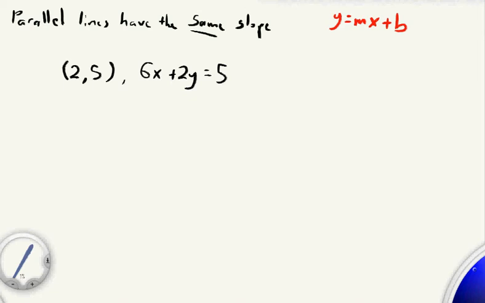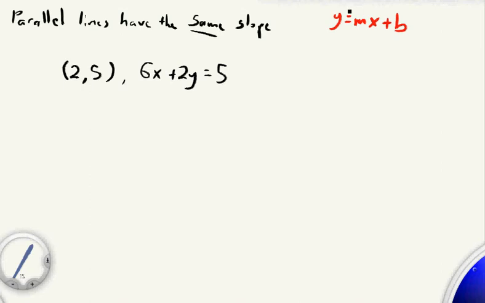Hi guys, welcome to the second example for writing equations of parallel lines. This one's just a little bit more difficult because when they give us the equation of the other line, it's not already going to be in slope-intercept form. So the first thing that we're going to have to do is actually find the slope, okay?